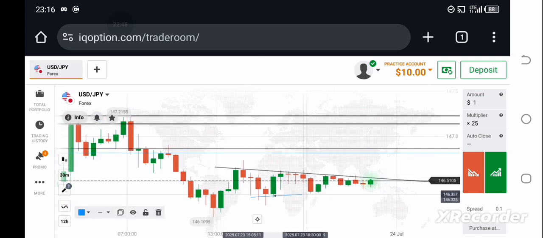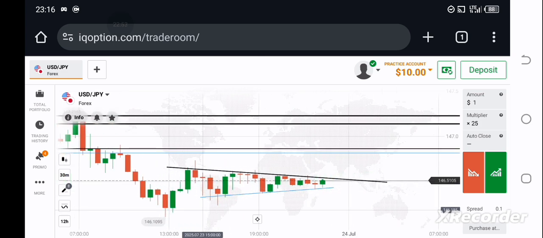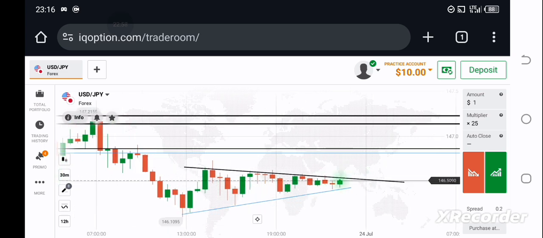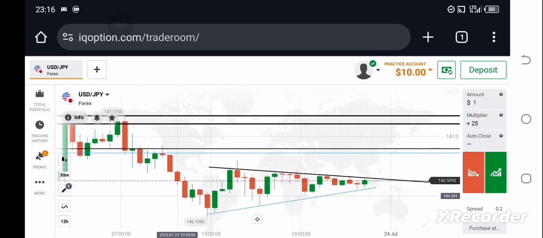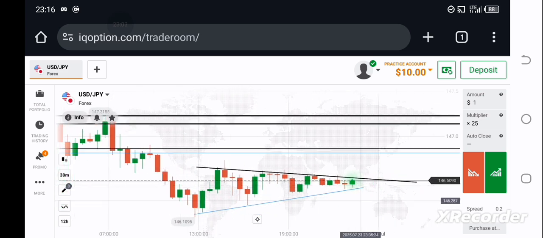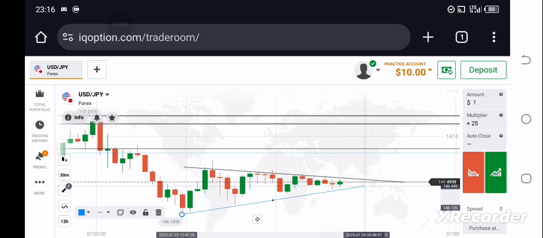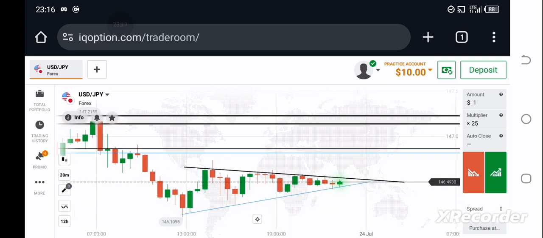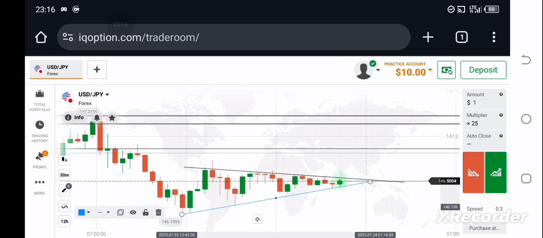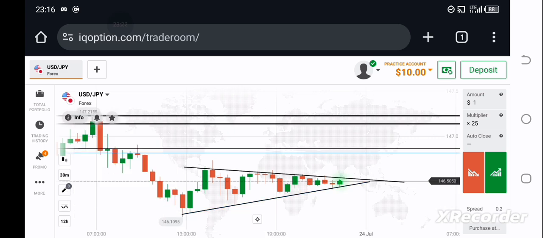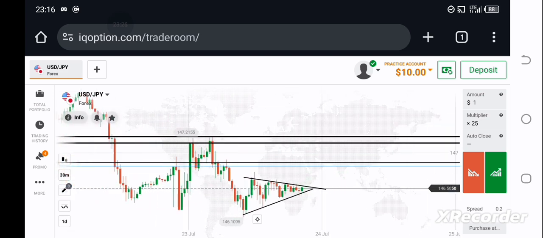Okay, so adjust your line to get the most number of touches. Okay, so I will just leave the body. I'll just draw just the wick because it's a small situation. Okay, so you can see this is a descending triangle. Let me make it bold and dark. So you can see this is a descending triangle. It is a descending triangle because it is a downtrend.